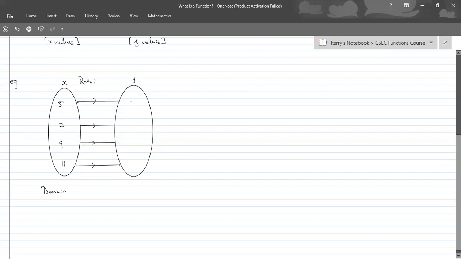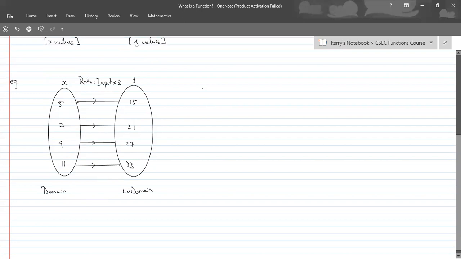Right, so let's see if we can figure out what the rule is here. What do you do to each input value to get the output value here? The rule is, and you can always pause the video to think about it. Right, so the rule here is that you take each input value and you multiply it by 3. 5 by 3 is 15, 7 by 3 is 21, 9 by 3 is 27, and 11 by 3 is 33.